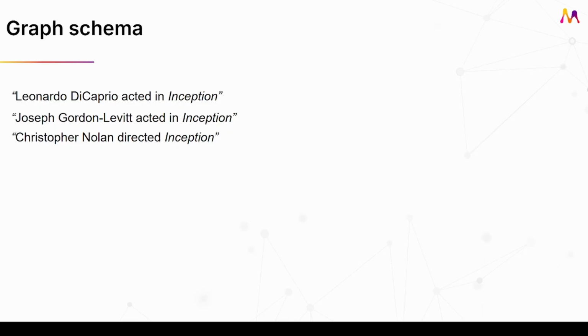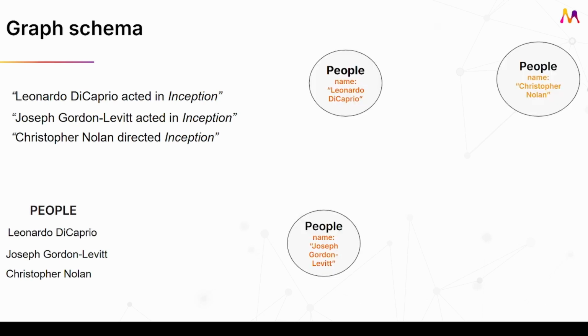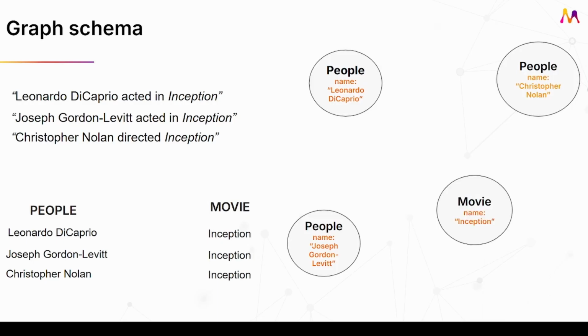So from the sentence, we can see that we have three people, Leonardo, Joseph, and Christopher, and that can be our people nodes. So for people nodes, we have the property name that describes each of the nodes. We also see that we have one movie, which is Inception, and that can be our movie node.